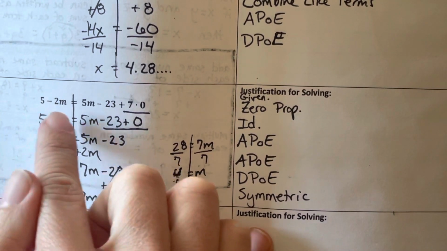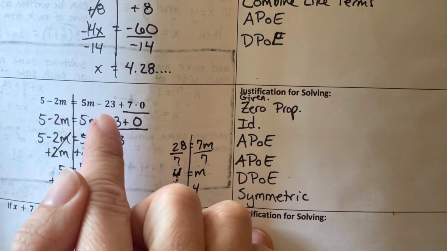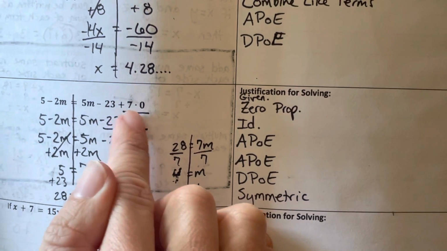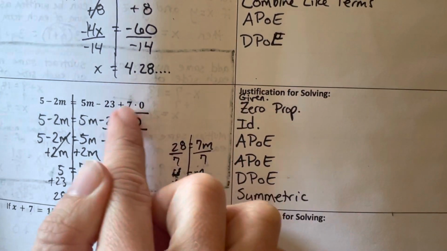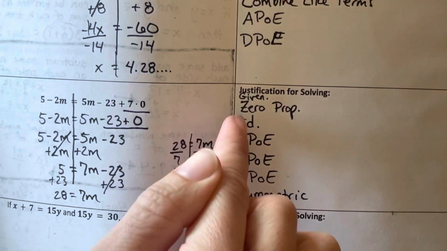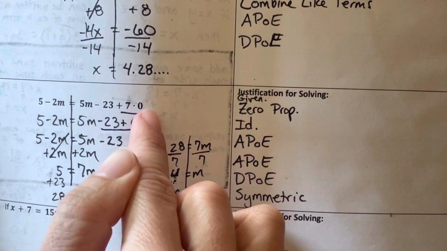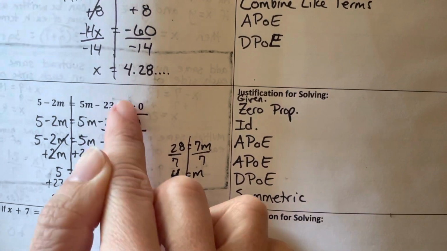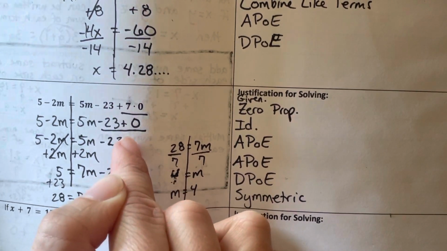Notice that the first thing you would actually do here, there's no distributing, so we're ready to combine like terms. The only thing you can actually work out after you're given is to do this, 7 times 0. And we said on the front that that's the 0 property of equality. Anything times 0 is 0. So we go ahead and write that down. 7 times 0 is 0, but then it goes away.